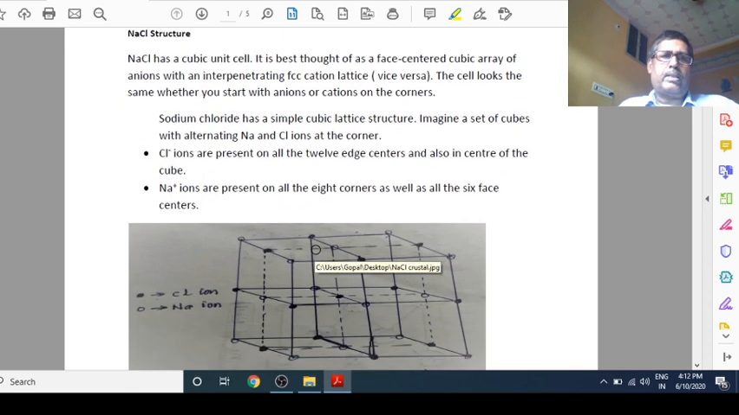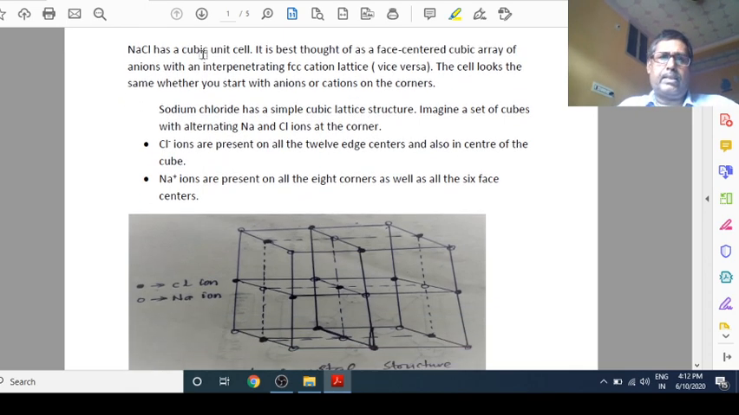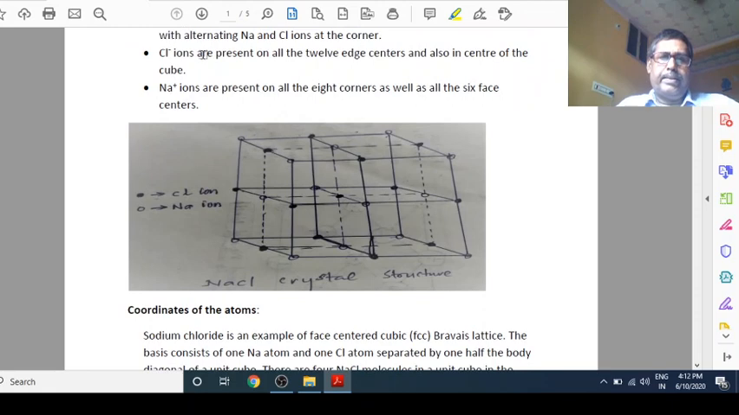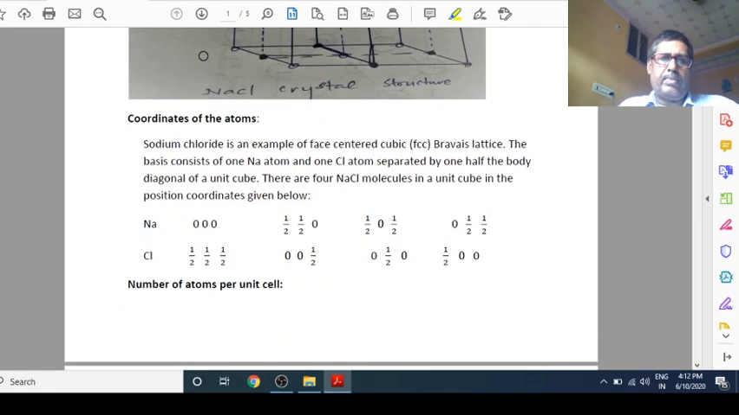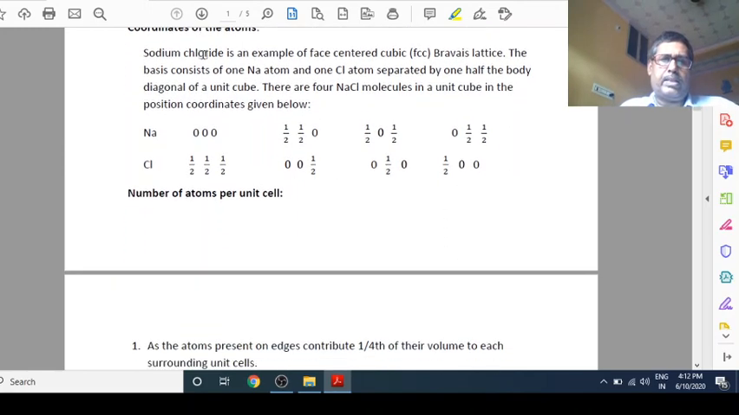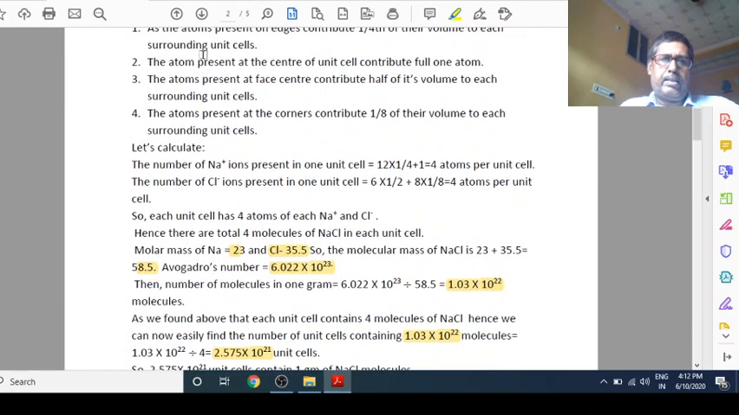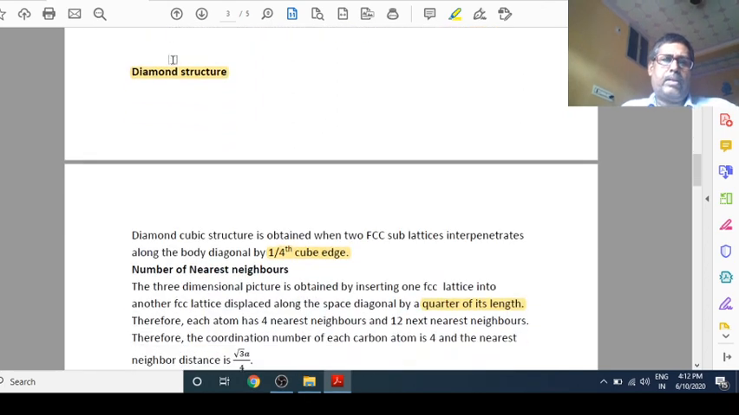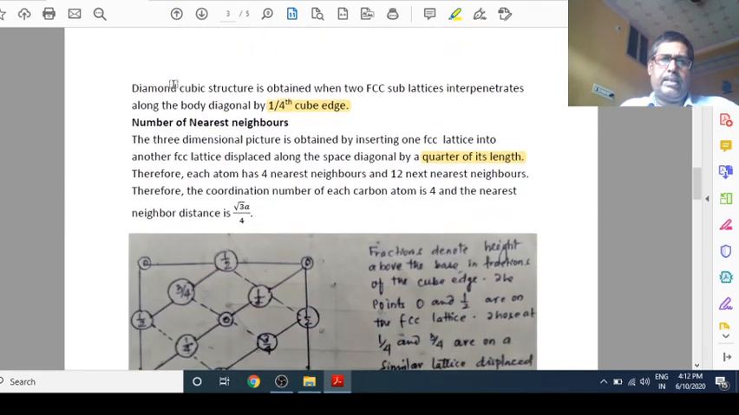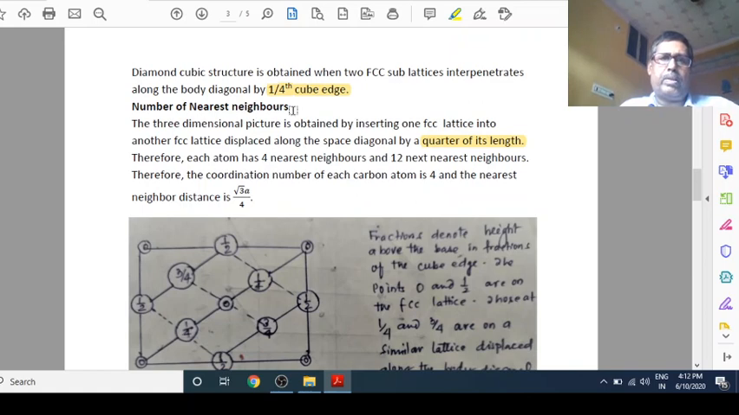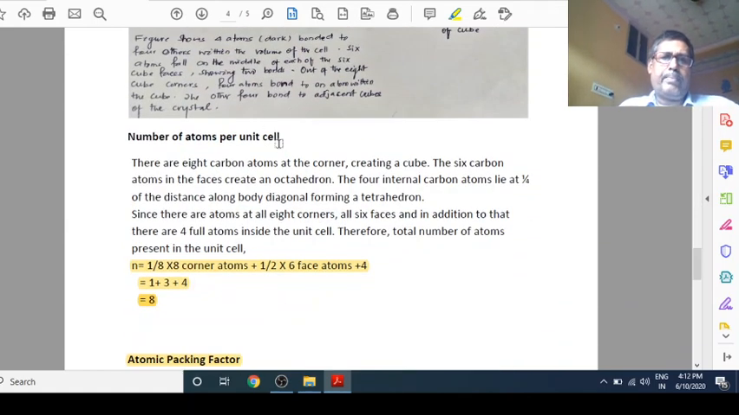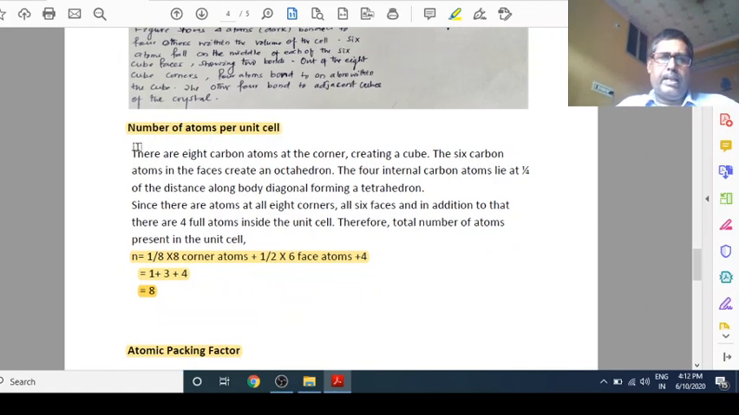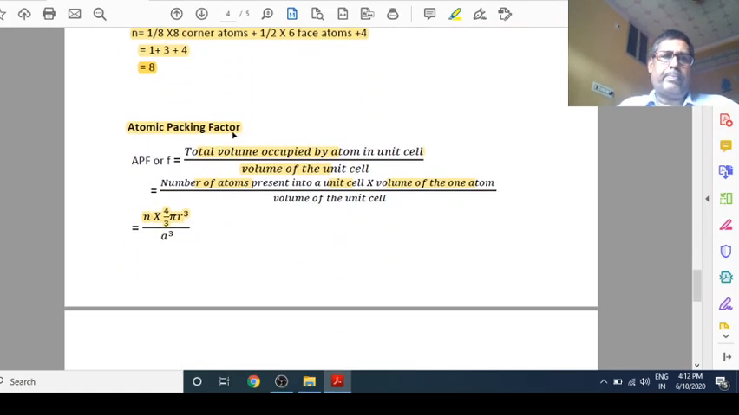So in this topic, we discussed first the sodium chloride structure. So you can see here, as I discussed coordinates of the atom, then number of atoms per unit cell, and after this we discussed the diamond structure. In the diamond structure, first we saw the number of nearest neighbors, then we calculated the number of atoms per unit cell, and finally we calculated the atomic packing factor. Okay, so thank you.